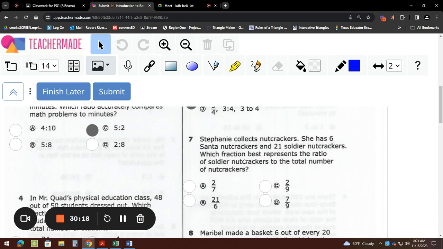Number 7. Stephanie collects nutcrackers. She has 6 Santa nutcrackers and 21 soldier nutcrackers. Which fraction best represents the ratio of soldier nutcrackers to the total number of nutcrackers? Number 7.